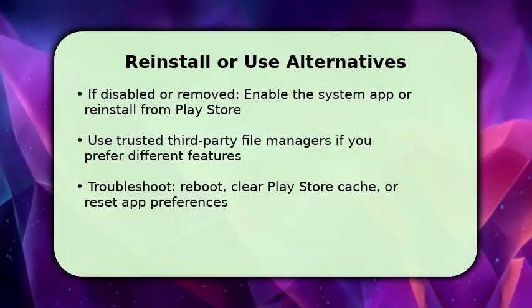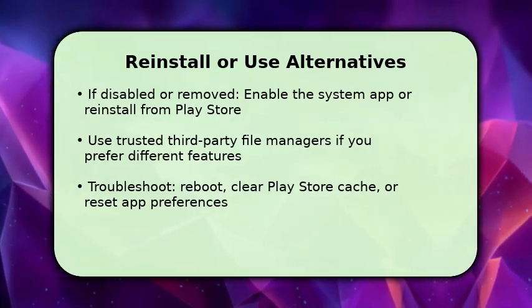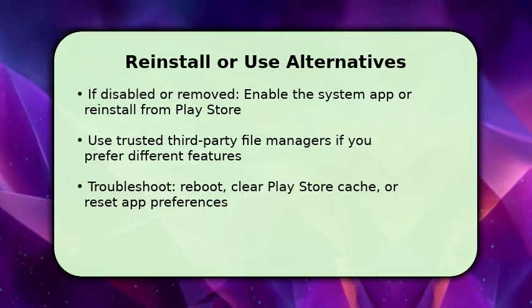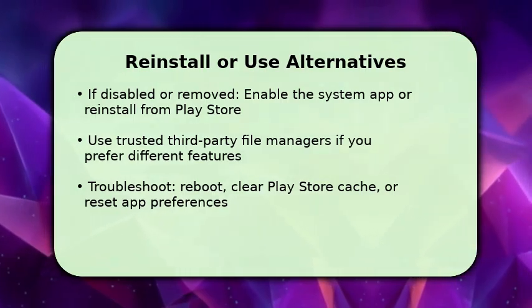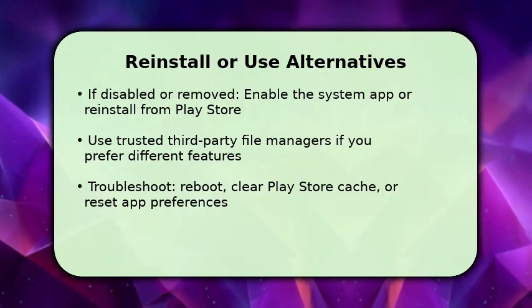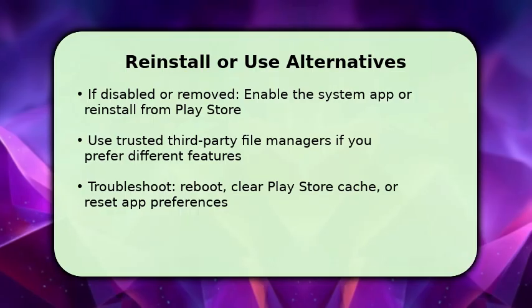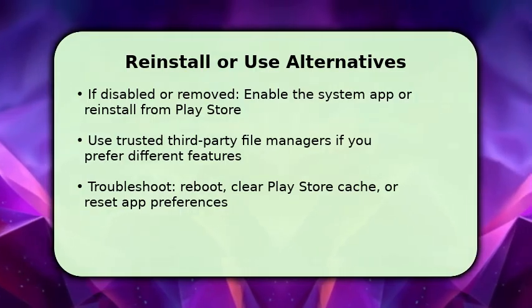You can also choose a third-party manager for extra features like SMB or cloud integration. Just pick one with strong reviews. If things go wrong, reboot the phone, clear the Play Store cache, or reset app preferences to recover hidden apps. This usually solves permission or visibility issues quickly.